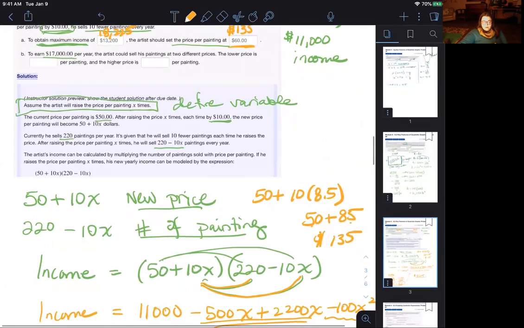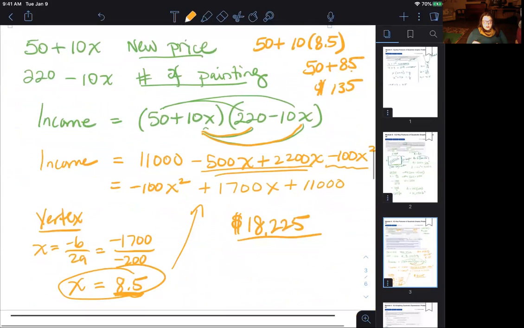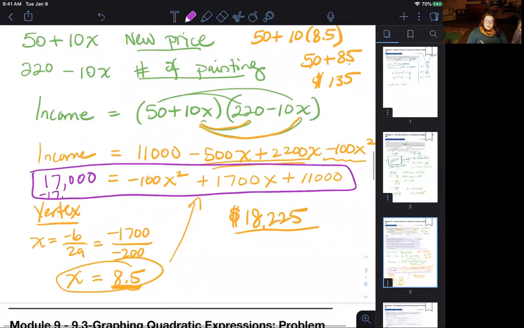Okay. Now to earn an income of 17,000 per year, the artist should sell paintings at 2 different prices. So what we're going to want to do is take our equation and set it equal to 17,000. We know that they can earn more than that, but we would be solving this for X. So in order to do that, you would want to subtract the 17,000 from both sides, and then you would want to use the quadratic formula.